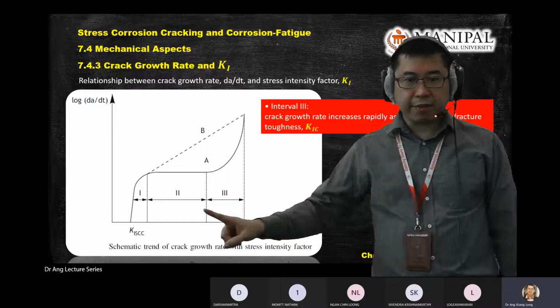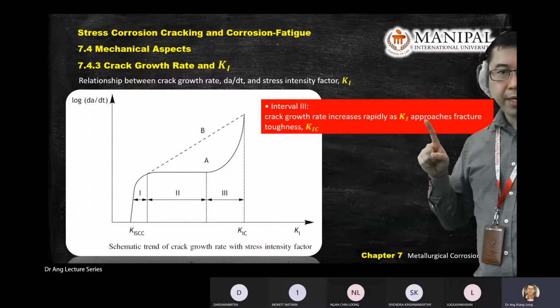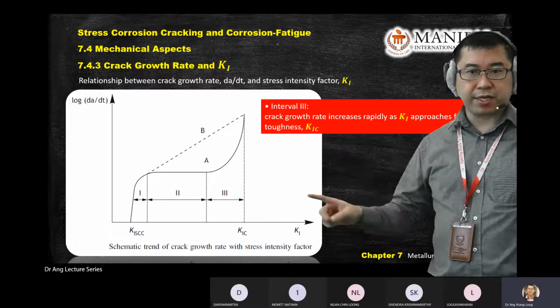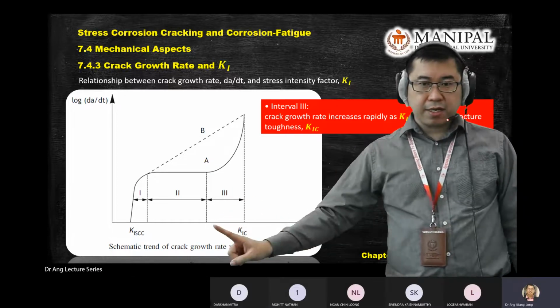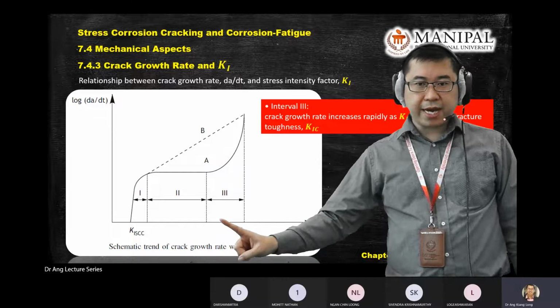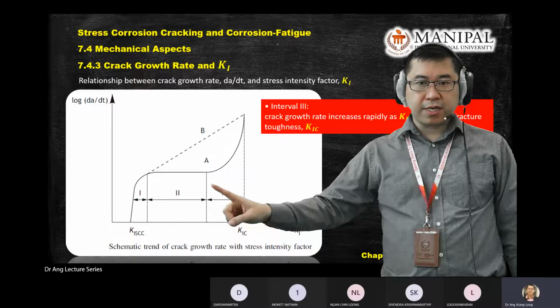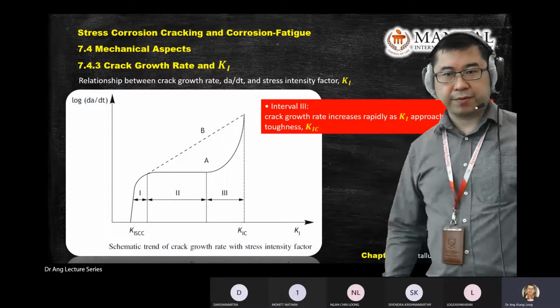Then interval number 3 here is where crack growth increases rapidly as Ki approaches the fracture toughness Kc. So as your Ki value reaches Kc, you will see the object will fail here.